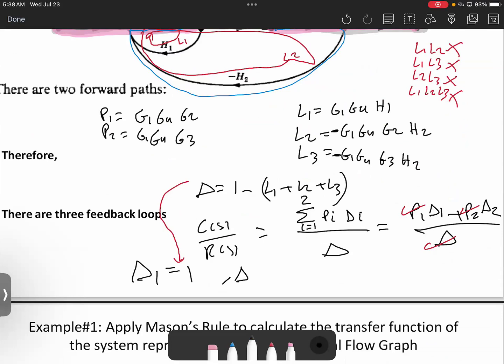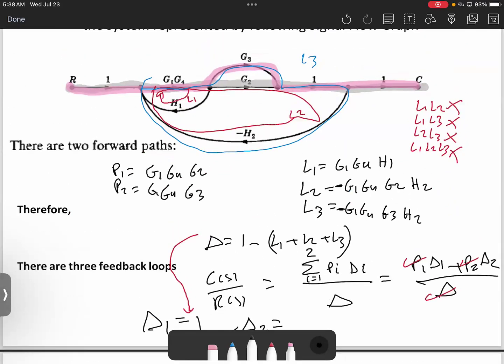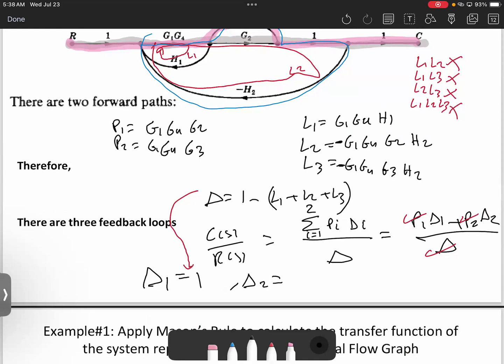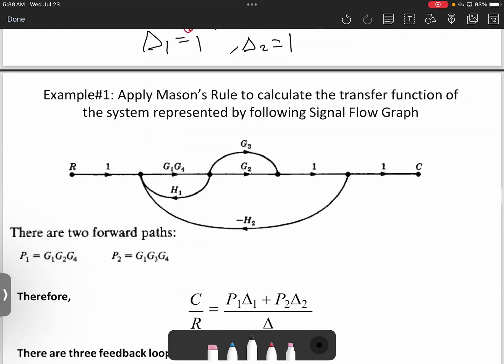How about delta 2? Look at path number 2, which is the pink one. What do you think about this? Do you think this is touching all of the loops? Yes, right? Because look at the purple. It's touching loop 1, touching loop 3, and touching loop 2 as well. Therefore, all of them are zeros. This yields delta 2 to be what? 1. Then we can substitute it here.